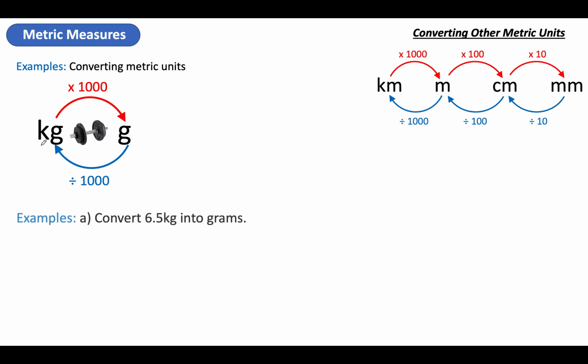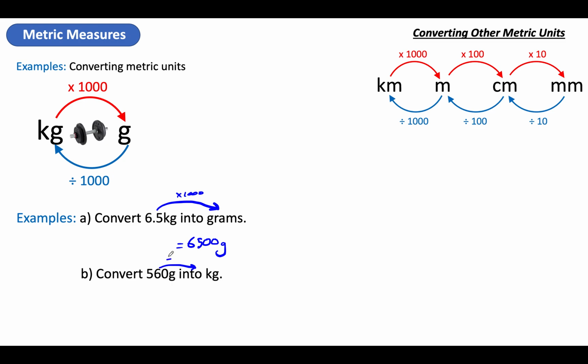So if I wanted to convert, say, 6.5 kilograms into grams, I get 1,000 grams for every kilo. I'm timesing by 1,000. I'm making it 3 places bigger. So that would be 1 place bigger, 2 places, 3 places bigger. It's 6,500 grams.